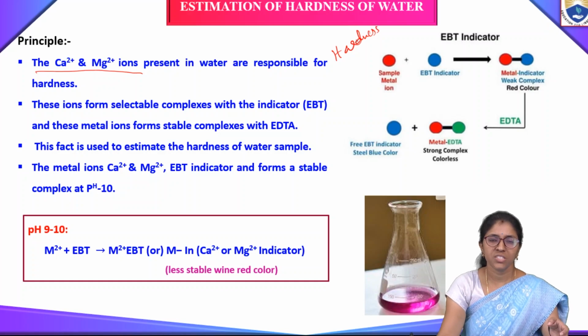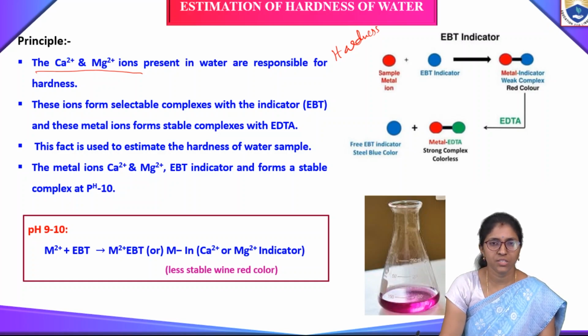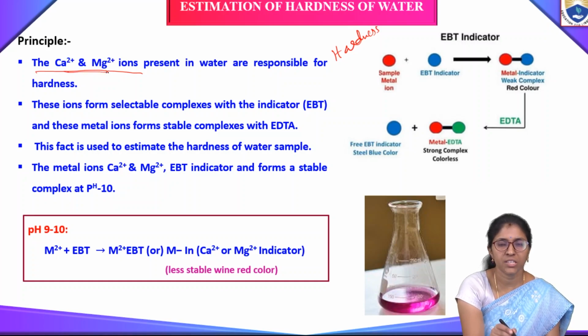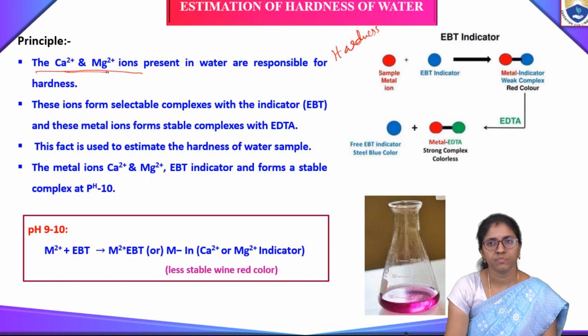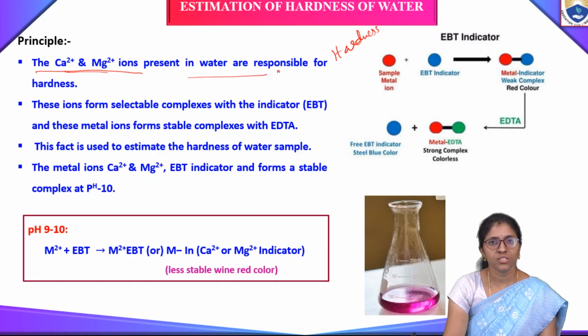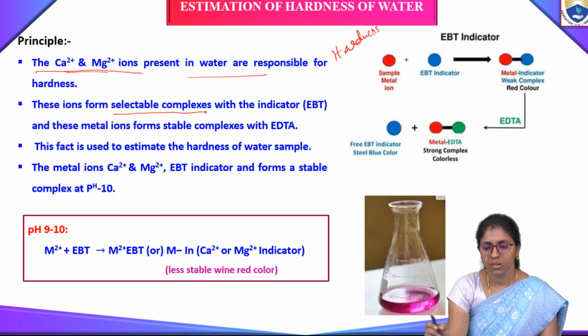So the water which contains the dissolved salts of calcium plus 2 and magnesium plus 2 is called hard water, which cannot give lather with the soap. It contains calcium plus 2 and magnesium plus 2. These ions in water are responsible for the hardness.